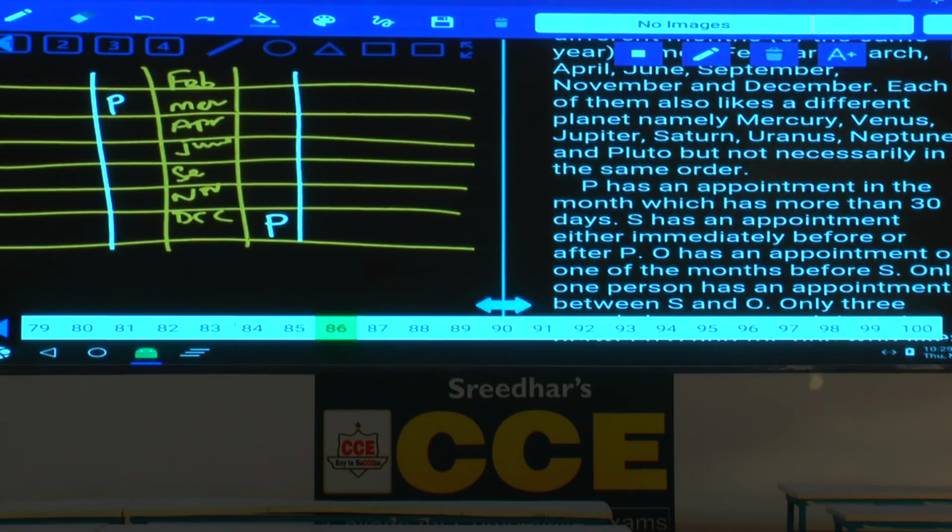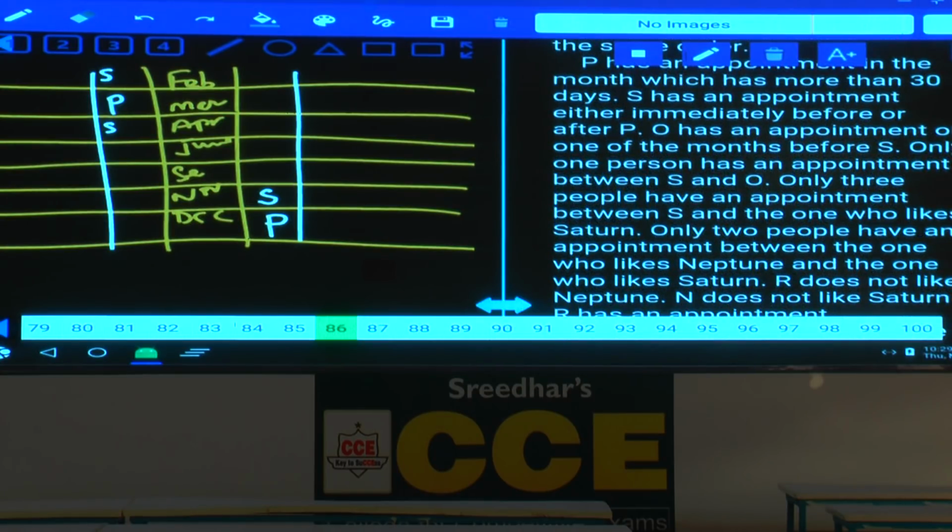Next, S has an appointment either immediately before or immediately after P. S and P are adjacent. Here S and P adjacent can be Feb, can be April. And O has an appointment in one of the months before S. O is before S. Hence S cannot be in the month of Feb, because O must be before S. Only one person has an appointment between S and O.